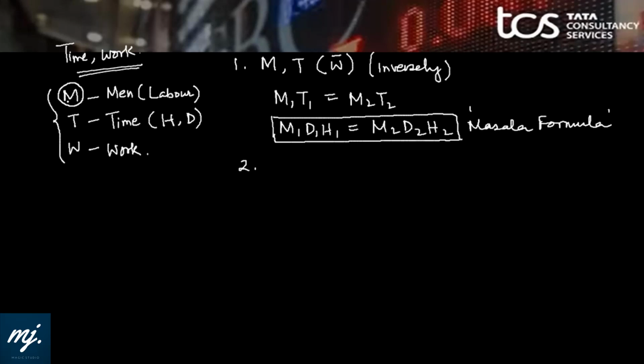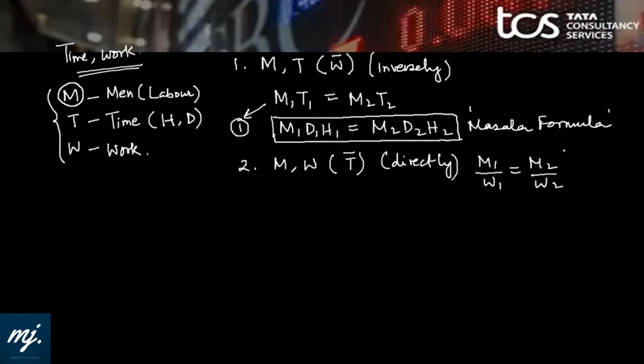Now let us take M and W, the relationship between men and work where time is constant, like only 2 hours is given. Then obviously if I increase the number of men, or the number of man hours, or the number of machine hours, what will happen? Obviously the work produced will also increase. That means they are directly related to each other. In this case, M1 by W1 equals M2 by W2, given that time is constant.